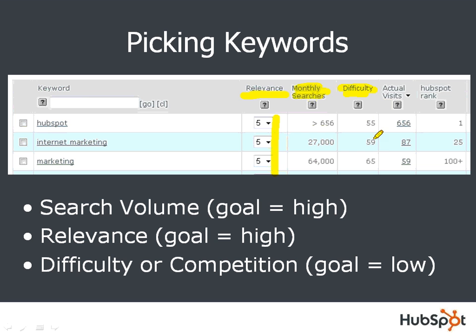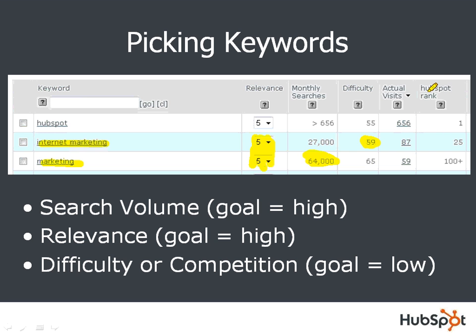What's interesting here is, let's just compare these bottom two. If we do internet marketing versus just the term marketing, marketing has a much higher search volume, but internet marketing has a much lower difficulty, and they've both got relatively high relevance here. And I'll tell you that this difficulty of 65 is going to be relatively hard to go after. The 59 is a little bit easier.